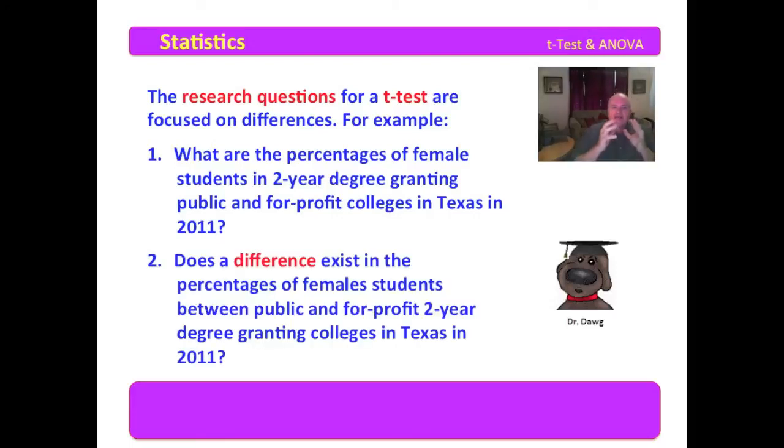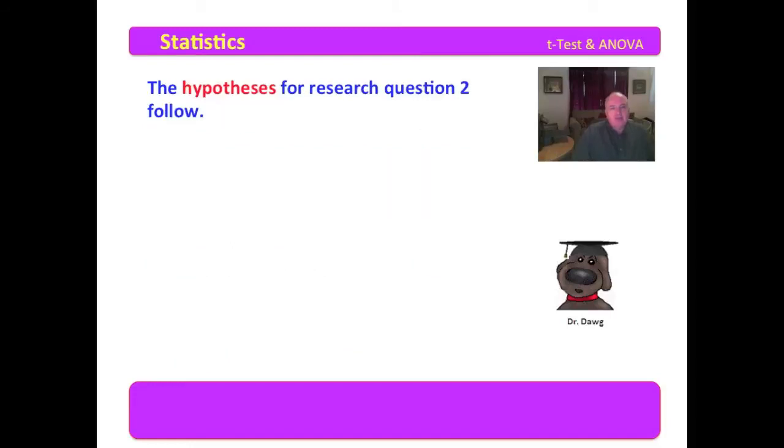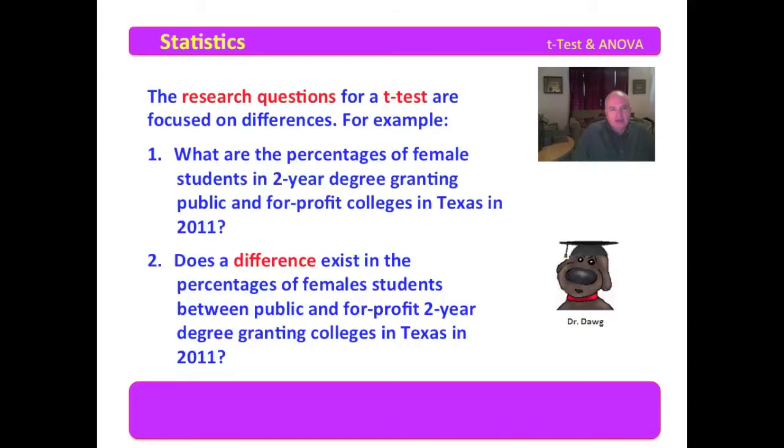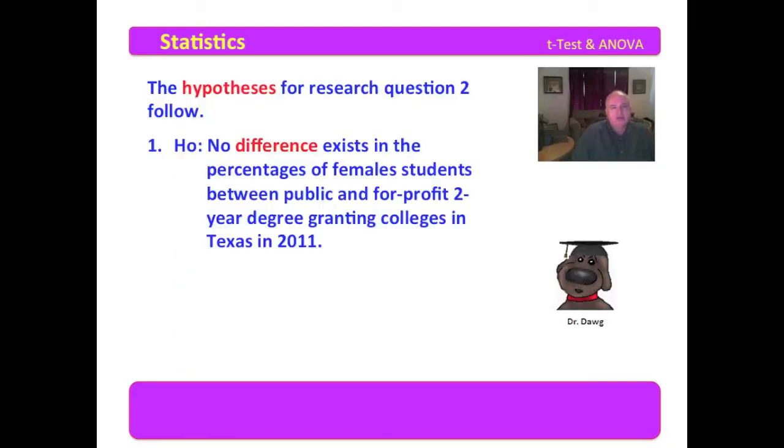Now, here is the methodology question. Does a difference exist in the percentages of female students between public and for-profit two-year degree-granting colleges in Texas in 2011? Now, we have a descriptive question and we have a methodology question, which is considered good format as you do a quantitative study. Here are the hypotheses. The hypotheses, remember, are not needed for question 1. They are needed for question 2, which is a methodology question.